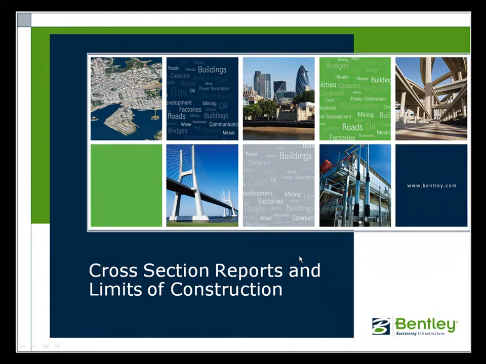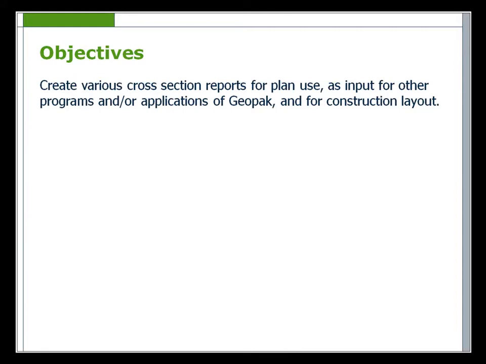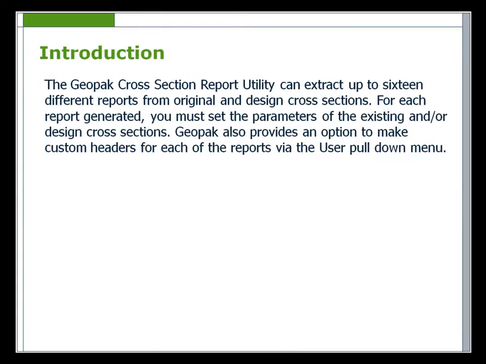In this session, we will look at the cross-section reports and limits of construction. And the objectives here are to create various cross-section reports for planned use, also as input for other Geopak applications and for construction layout. This particular report utility can extract up to 16 different reports based on parameters that we are going to put in for existing and/or design cross sections.